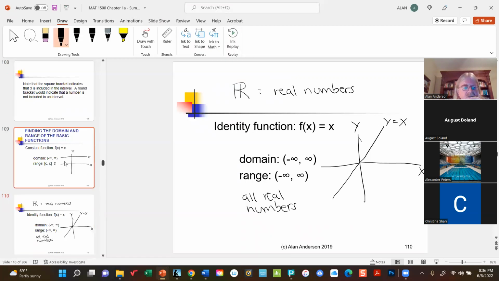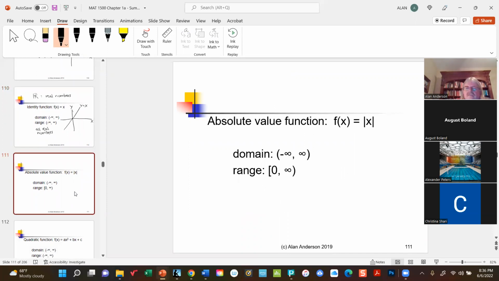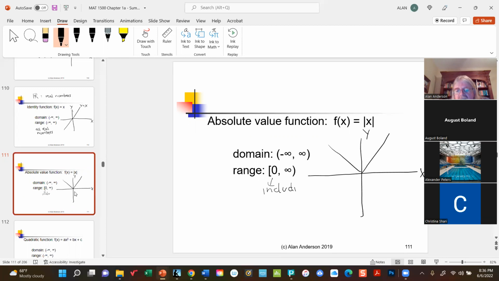Now, how about this one? Absolute value. Yes, this is an interesting one. You can see any x value can be substituted into this function, so the domain is all the real numbers. The range, though, is from 0 up, which means we're including 0 here, because of course the absolute value cannot produce a negative number. So the range is limited to the non-negative numbers, but the domain is all the real numbers.